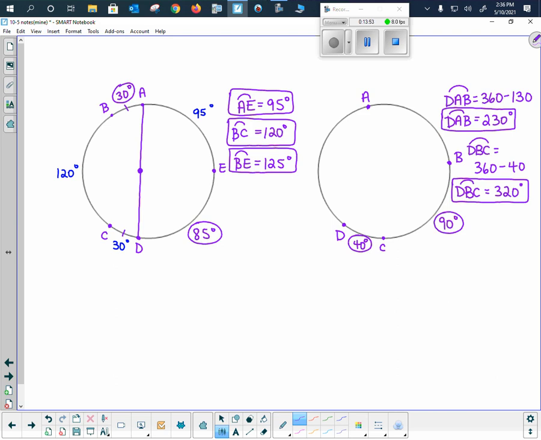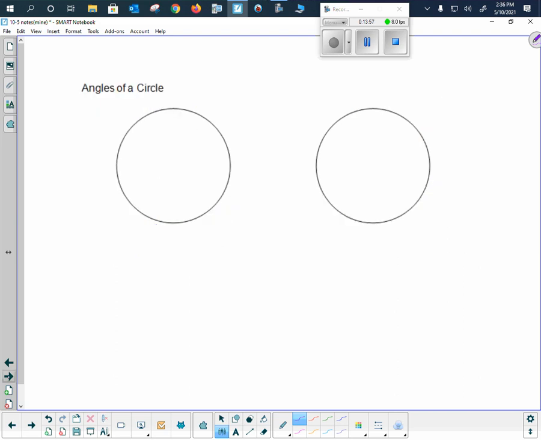And then we also need to add angles of a circle. Okay, so to begin this, we're going to be looking at different types of angles in a circle. And so I guess the first thing we should review is a vertex of an angle, because the most important part is where the vertex lies in relation to the circle.